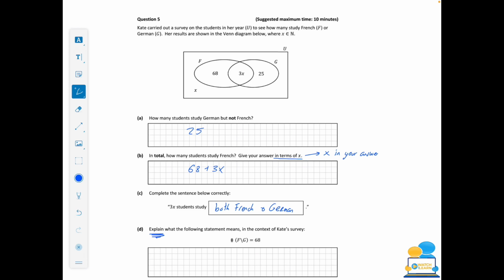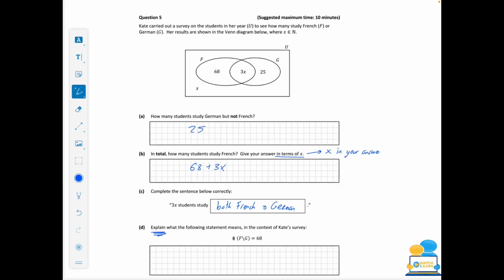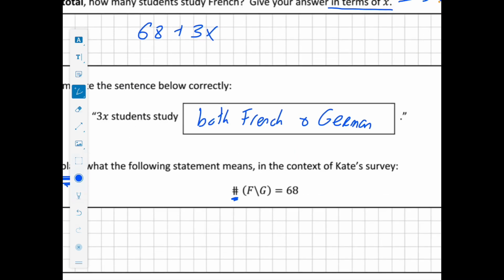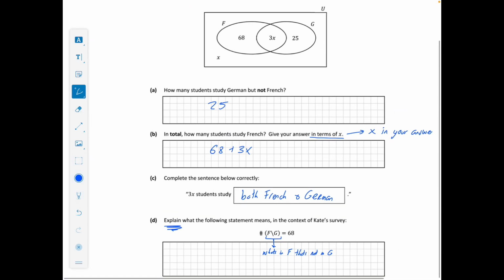Explain what the following statement means in the context of Kate's survey. So we'll have a look at it first. We know the hashtag means cardinal number. It means the number of elements. And then this is our set difference. So what this means is what's in F that's not in G, or F without G.